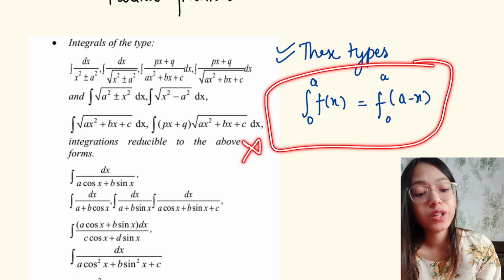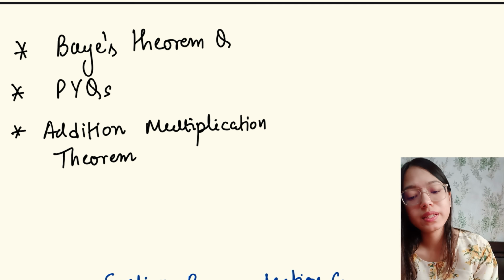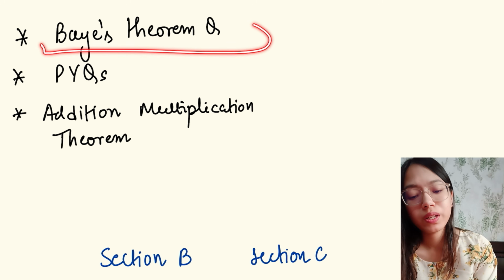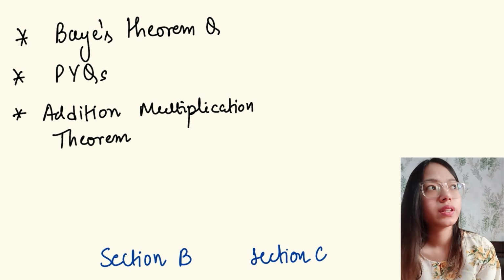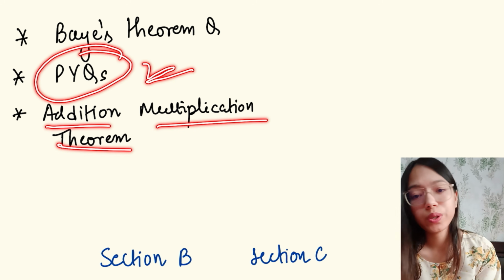Then this type is frequently asked. Okay. Next is Bayes theorem. If you're not able to do probability, then you can refer to the PYQs. Addition and multiplication theorem.